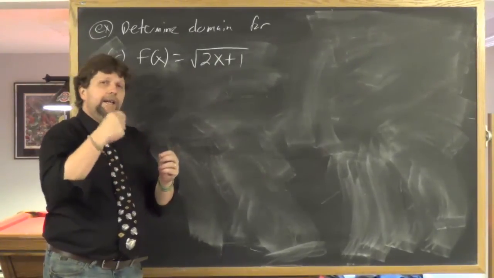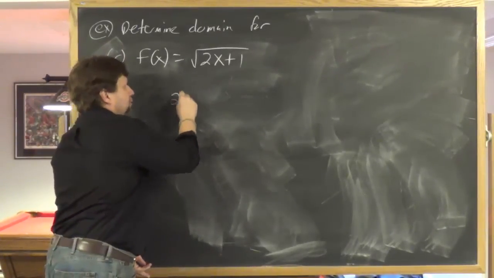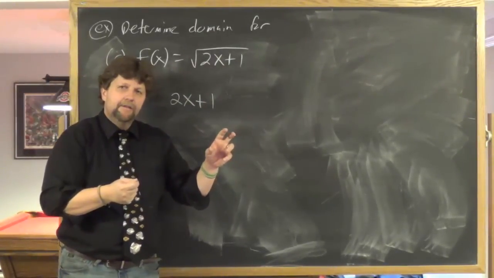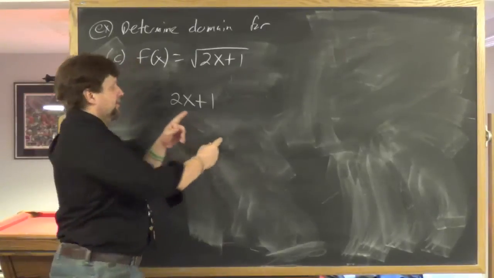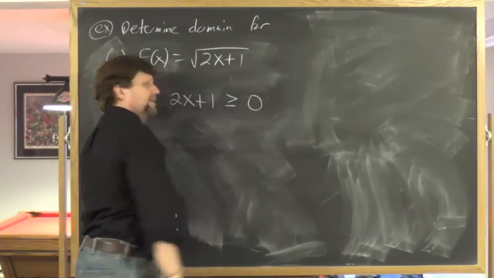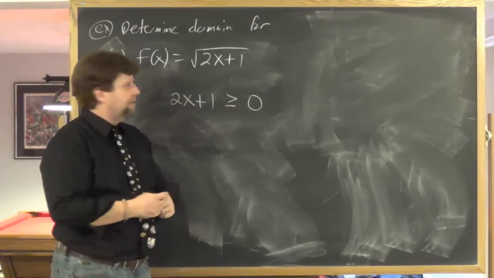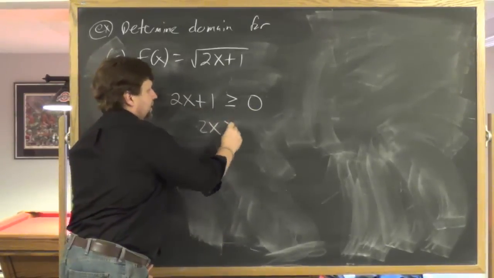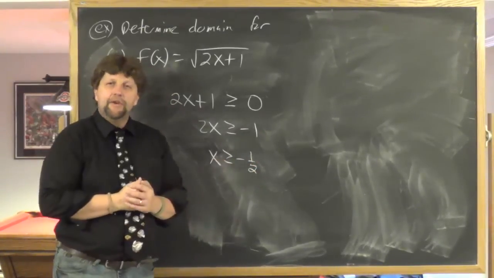So I need what's under my square root, 2x plus 1, to be positive. Or it could be 0 because we know the square root of 0 is 0. So what's under the radical must be greater than or equal to 0. It must be positive, or it could be 0. Just solve this little inequality. Subtract 1 from both sides. Divide both sides by 2. And hey, you found the domain.